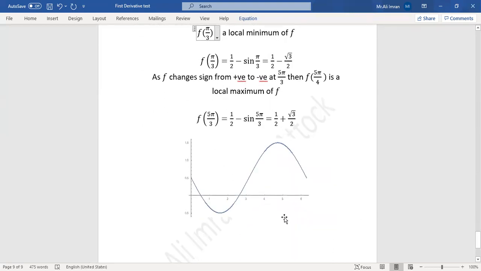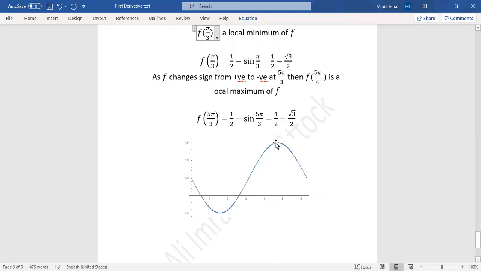At the end, this is the sketch of the graph. This is the deepest point, which is the local minimum value, and this is the highest peak. This is the local maximum of the given function.